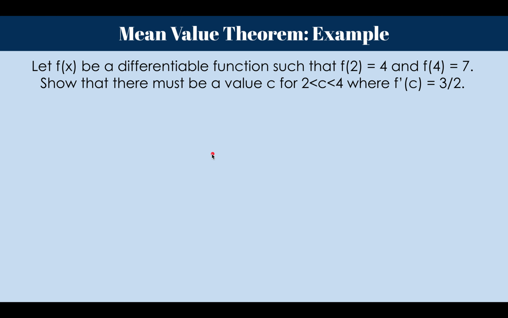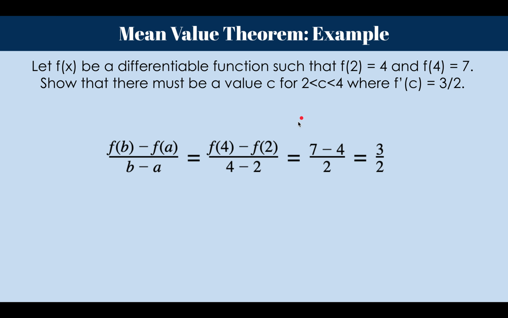So let's first find the average rate of change between these 2 points. We can see that it's 3/2. So since the average rate of change between x equals 2 and 4 is 3/2, there must be a point between x equals 2 and 4 where the instantaneous rate of change is 3/2. This means that the derivative at that point is 3/2.